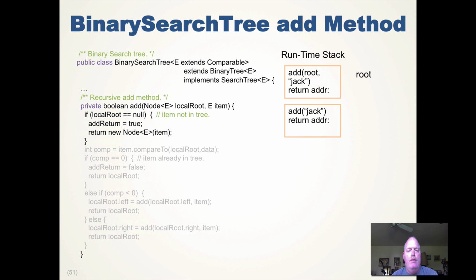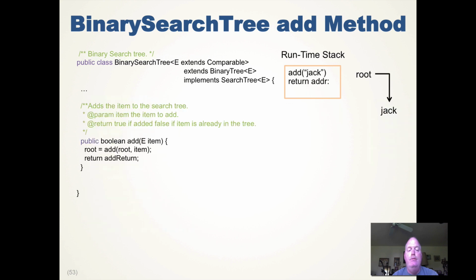So the add method calls the recursive helper method, and you can see the runtime stack. We pass in the root, and we then ask, is the local root null? Yes, it is, because root is null. So we set the add return to true. We have added this item. And we return a new node with Jack in it. We return that node back to the add method, and the add method then assigns that new node to root. That's why we have the root pointing to Jack, so that's the root of this tree. Now we can pop the add Jack off the stack, and we're done. We return the boolean that we set when we created the new node in the recursive helper.